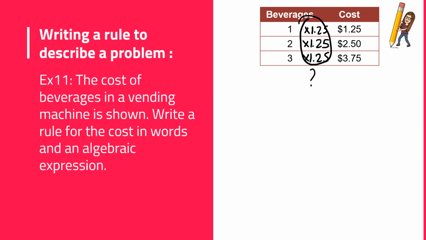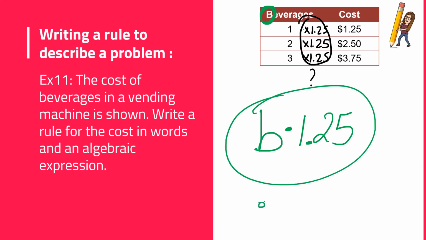What letter, though, should I use for beverages? Typically, we use the first letter. So I'm going to say B times $1.25. That's my expression. You could also write it this way. If you write $1.25B, if you use the letter X, to be honest, that would be okay too.